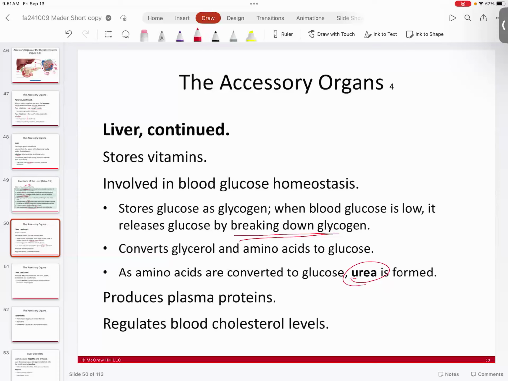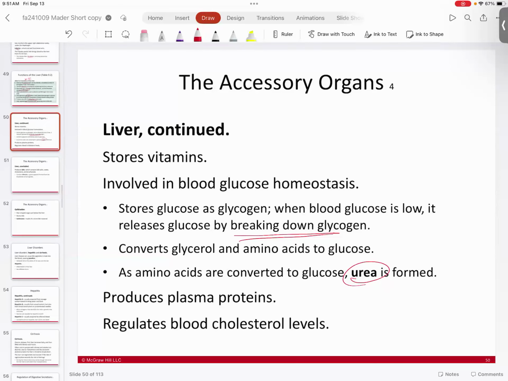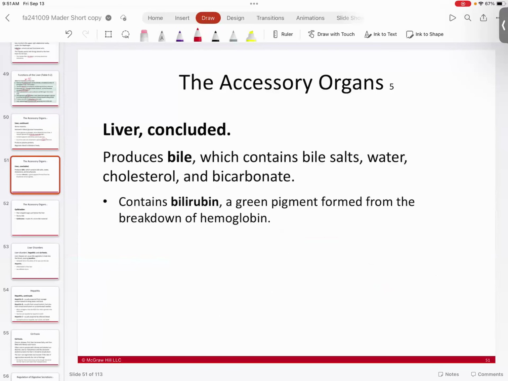So the plasma proteins that are in your blood oftentimes are lipid shuttles, things like albumin and stuff like that. Those are coming from the liver, and your cholesterol levels are also coming from the liver as well. So the liver does a lot in addition to what it's doing with your digestive system, which is producing bile.